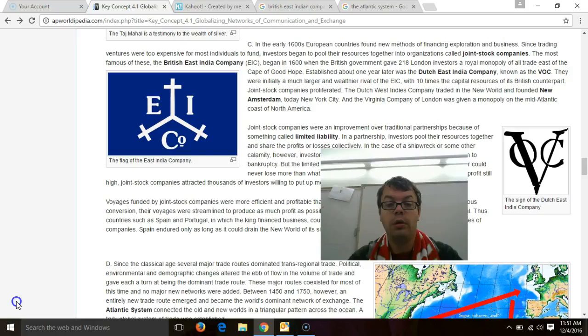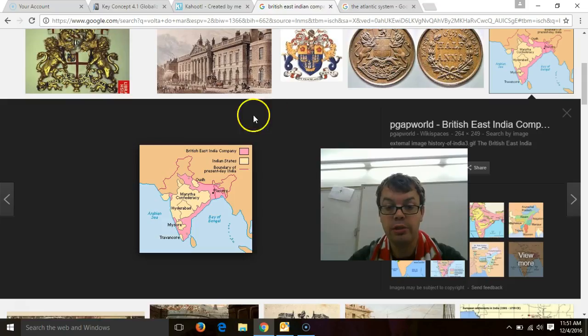The British East Indian Company, also known as the EIC. Remember this symbol. It's a symbol for them. It could show up on the AP exam. It begins in 1600, as your reading here says, and the British government gave 218 investors a royal monopoly of all trade east of the Cape of Good Hope. Basically, they were interested in the trade in India, primarily in tea, but with some other goods as well.